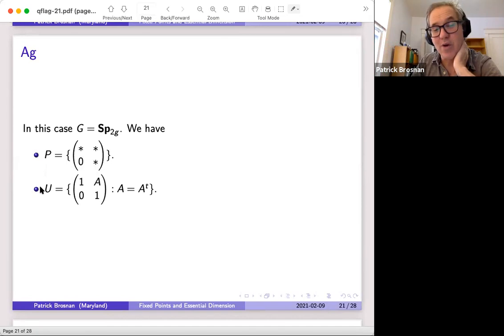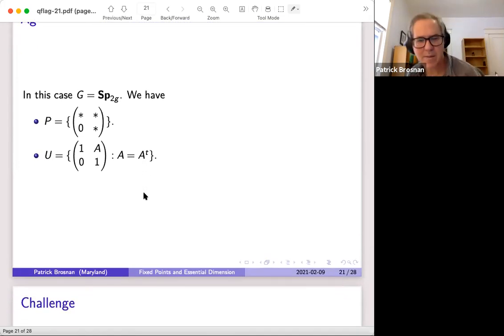What's important is that the unipotent radical looks like matrices of the form (1 A; 0 1), where A is a symmetric g by g matrix. Then I'll say what I didn't write. I actually have blank pages that I can write, but I think it's okay to say this. So the rank of this group is the rank of the g by g symmetric matrices, and that is, I believe, g plus one choose two, so g times (g plus one) over two. And that's exactly the dimension of A_g.